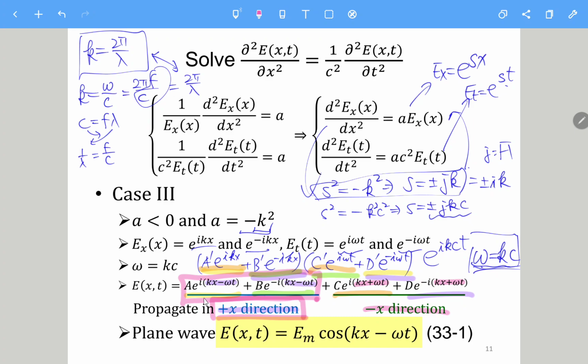Okay, just hold on. This is a complex exponential, but actually the solution is like cosine of kx minus omega t. At least we know we have a kx minus omega t, but this is a complex function. Why would it be like this? The reason is that in the real world, the EM wave should be a real number. It should be a real function.